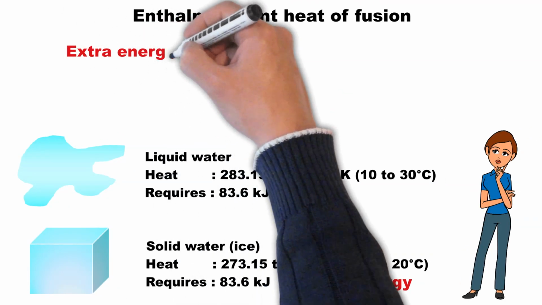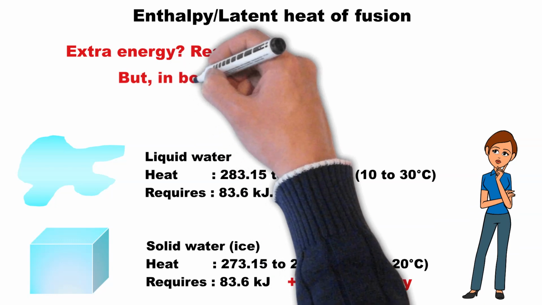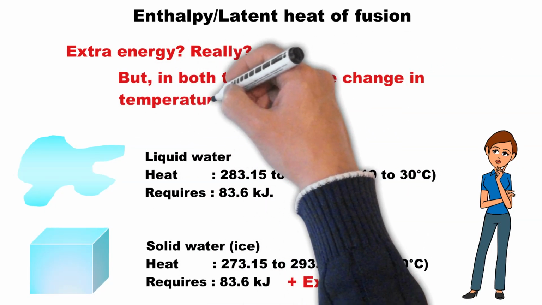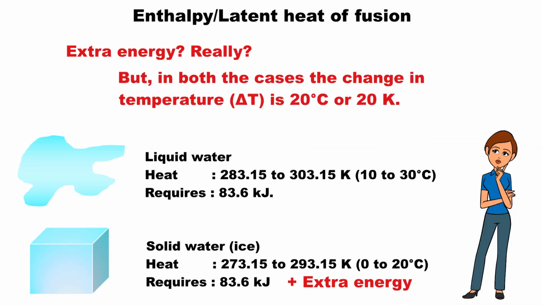Extra energy? Really? But in both the cases, the change in temperature, delta T, is 20 degrees Celsius, or 20 Kelvin. Then where does this extra energy come from, in case of ice?